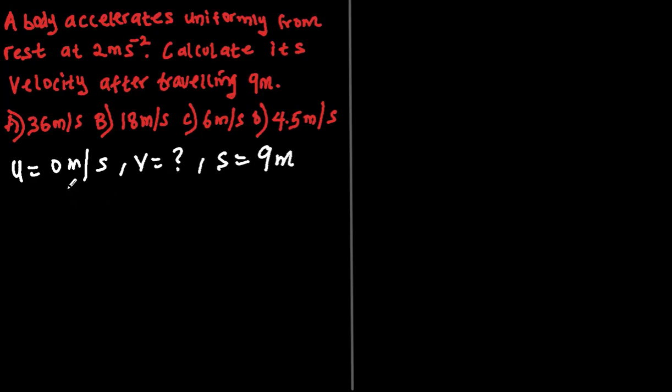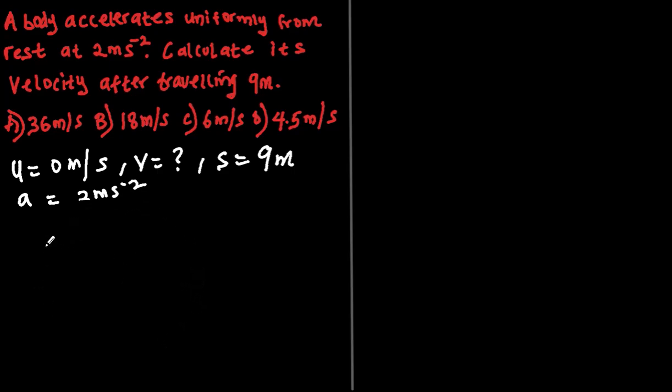So, the one that has the parameters is S equals (V plus U) over 2, times T. With that, a body accelerates uniformly from rest. Oh, all right. I left out the acceleration part. So, acceleration is 2 meters per second squared. So we have to change this now. This will not work.